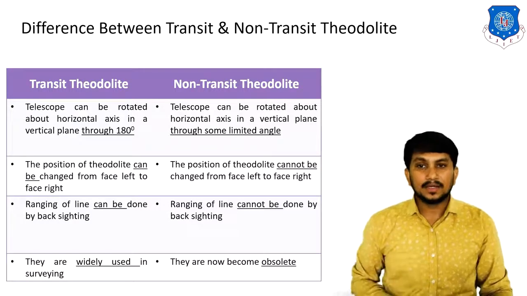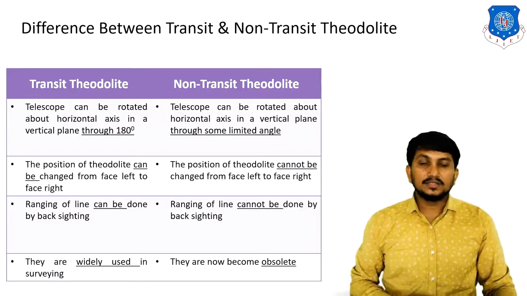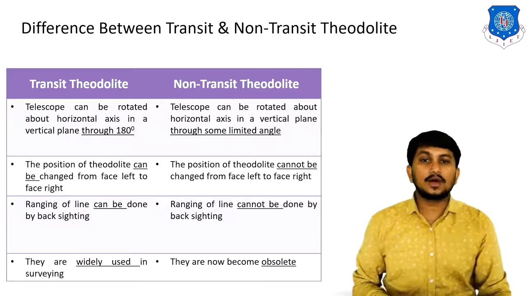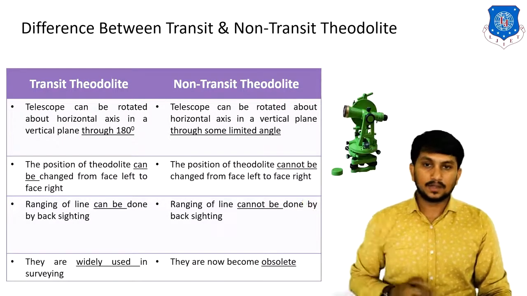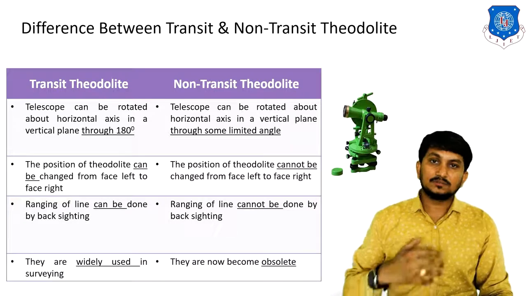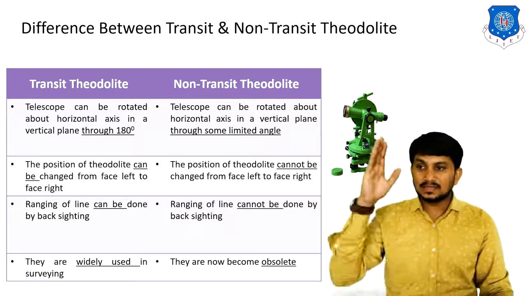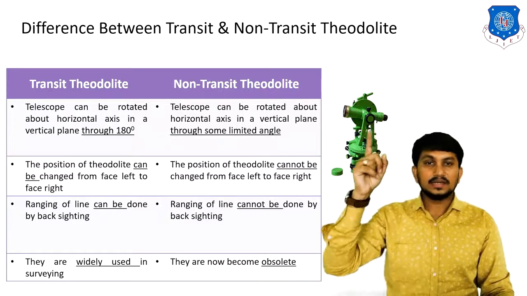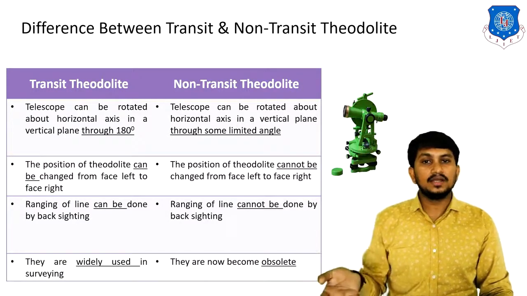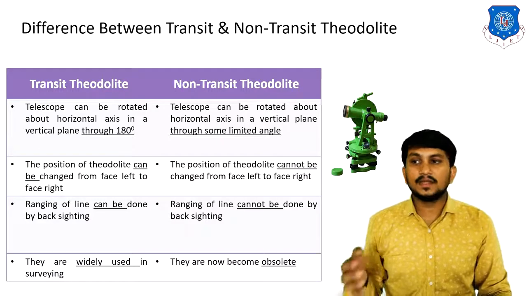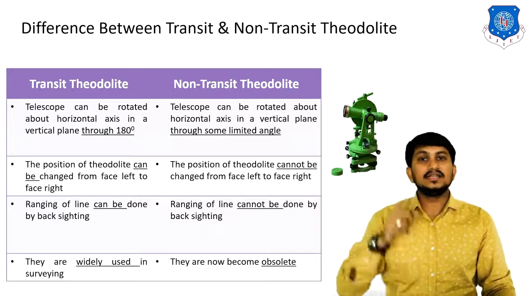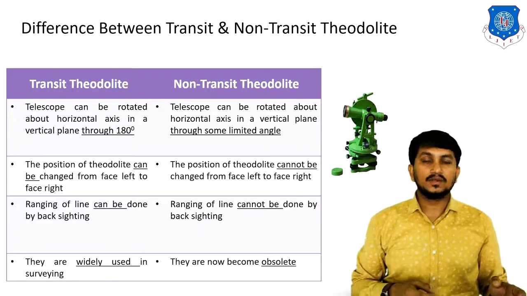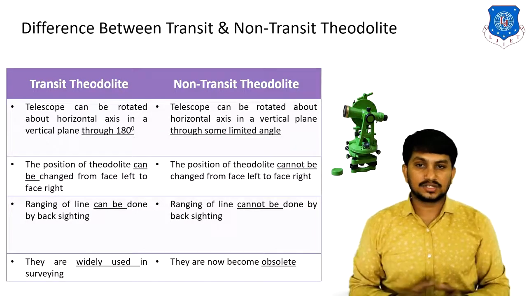Second, in transit theodolite, the position of theodolite can be changed from face left to face right condition. So what is face left condition? What is face right condition? We will discuss by this figure. If this vertical circle is on the left side of the observer, it is called face left condition. If this vertical circle is on the right side of the observer, it is called face right condition.